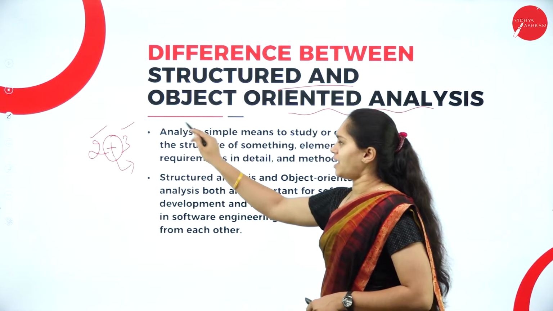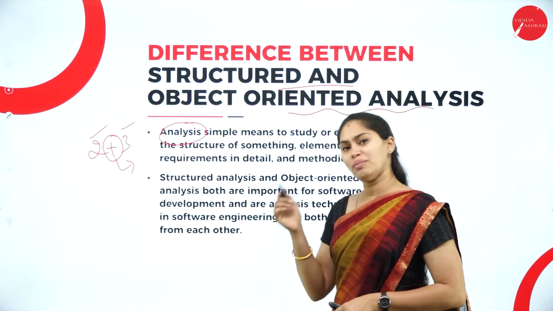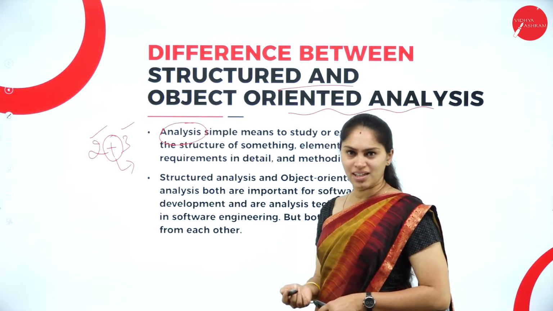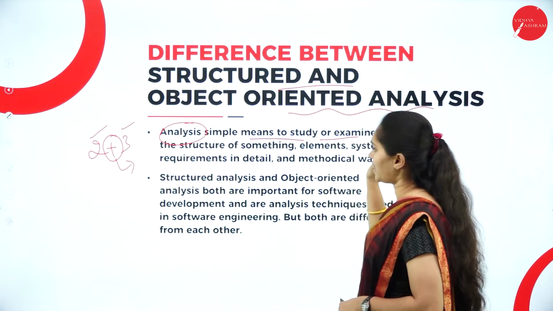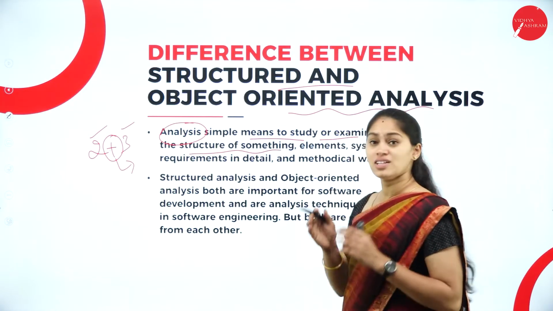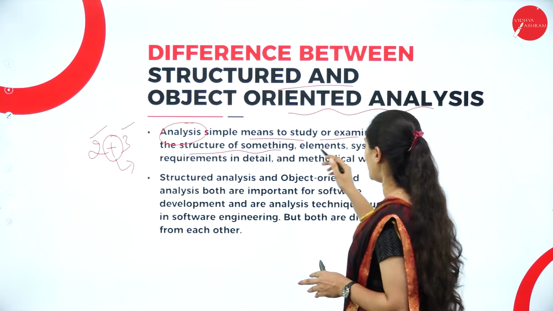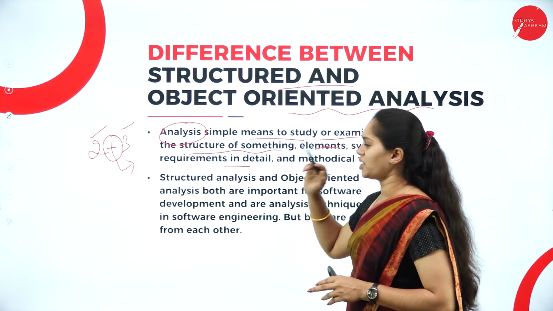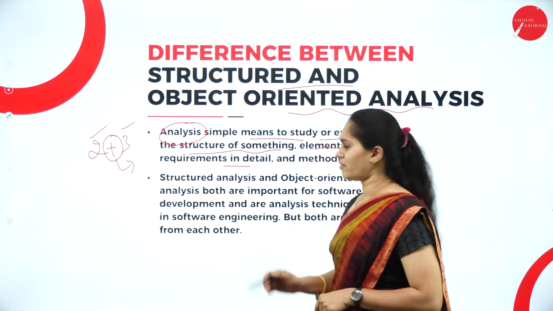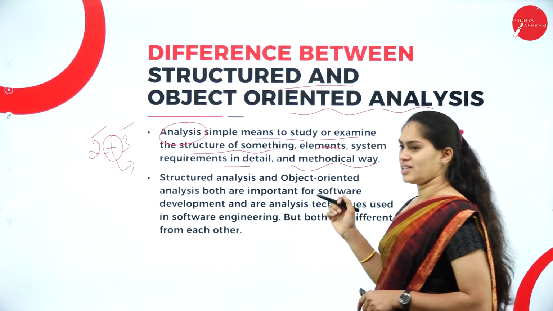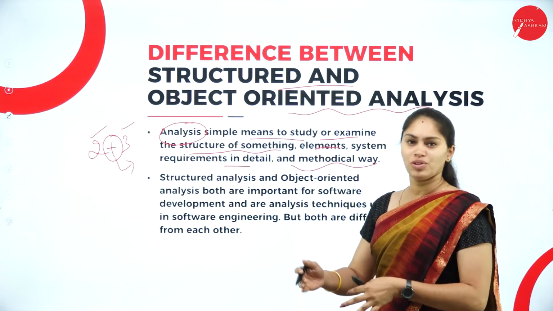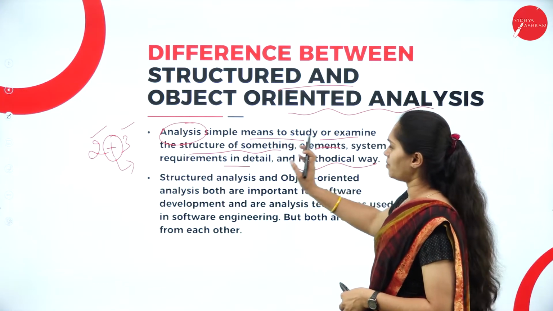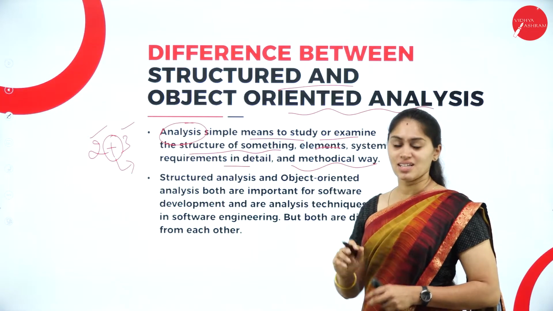So mainly, analysis is simple. It is done by the analyst to make things easy. Here we are studying or examining the structure of some elements of a development system, and we are also going to specify all the system requirements in detail and in a methodological way. How it needs to be, what we are using and how it should be used, all of those will be specified when we are doing this analysis.